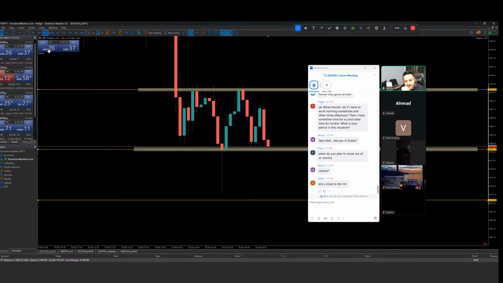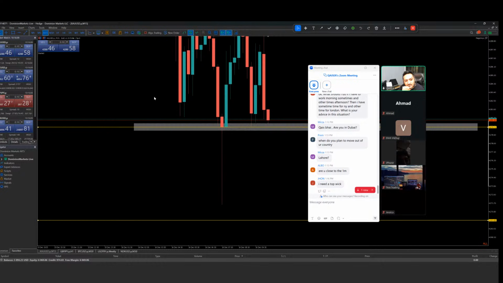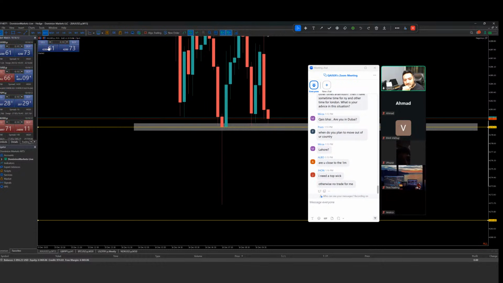Okay, it's not creating a wick actually. Look at this one, man. If it's going to break below this low, the candle did not create a wick. So it's the opening of the London session, and I need to zoom in more to see if the ask and bid price broke that low area. I need a wick, otherwise no trade for me. It's not creating a wick right now. It's been almost 2 minutes. Let's see. I'm not executing right now.